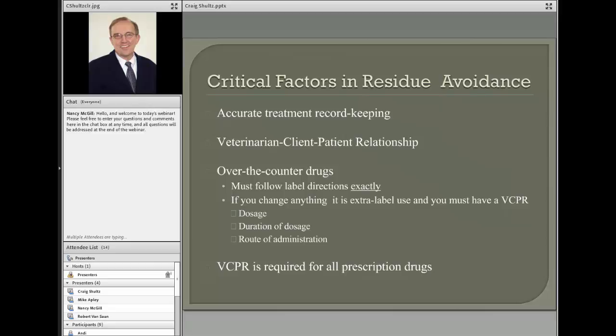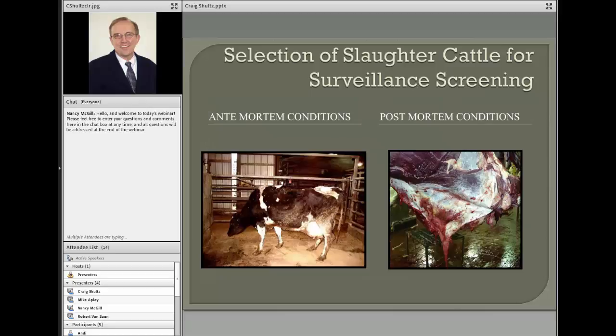Over-the-counter drugs, you've got to follow those label directions exactly as we described before. If you vary from those directions, you have a potential problem without a VCPR.